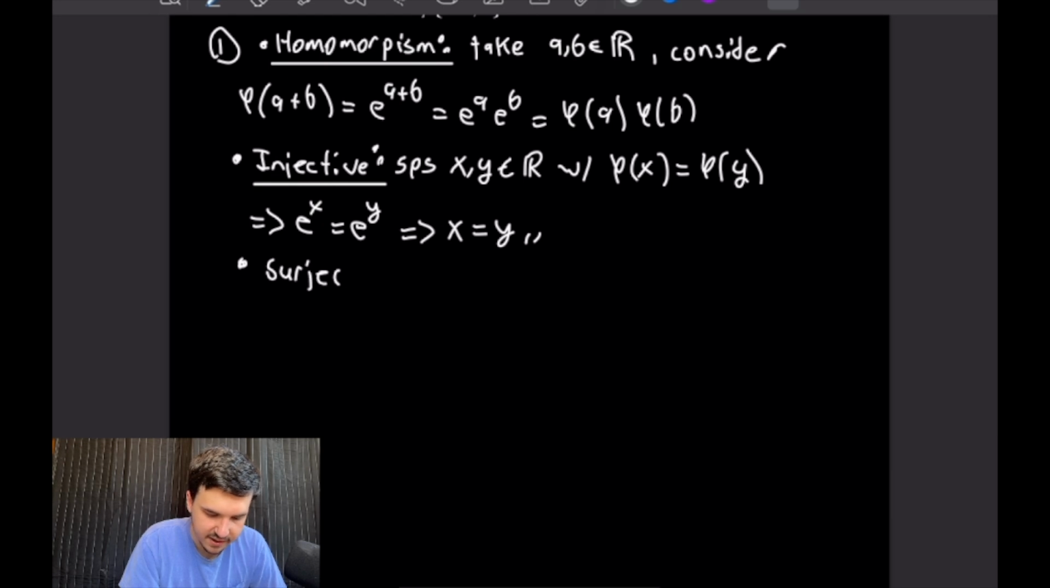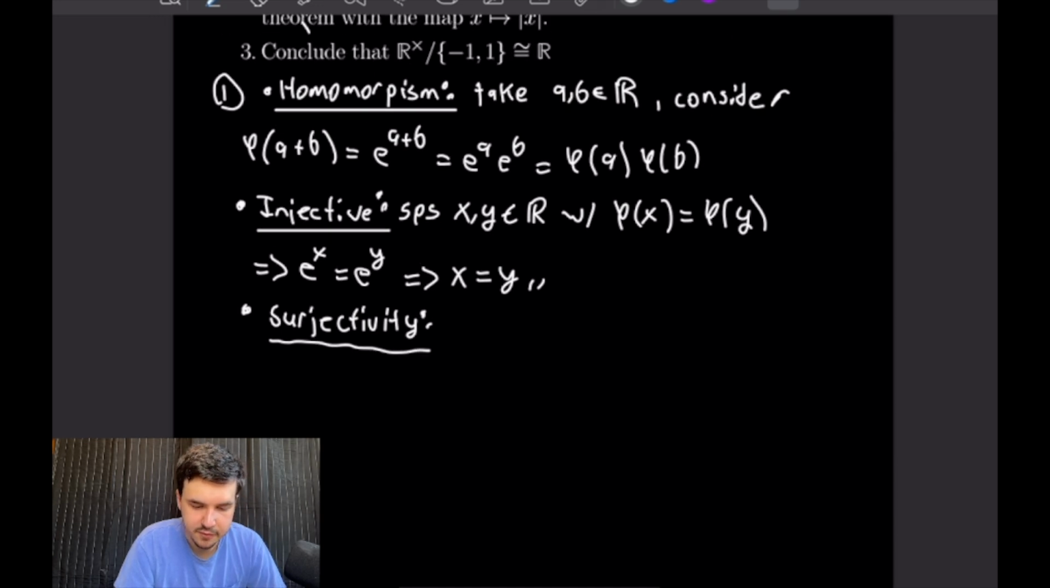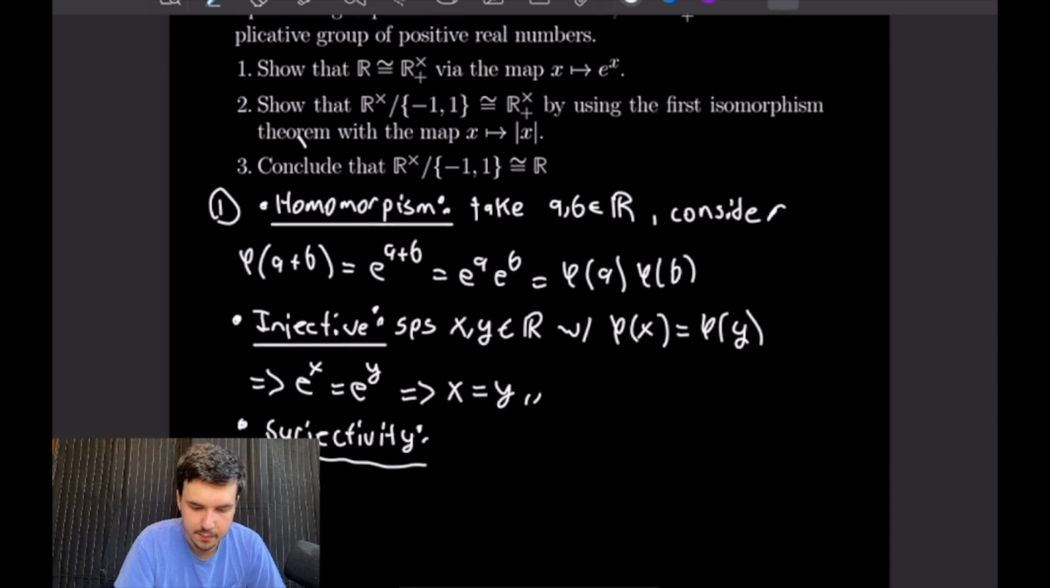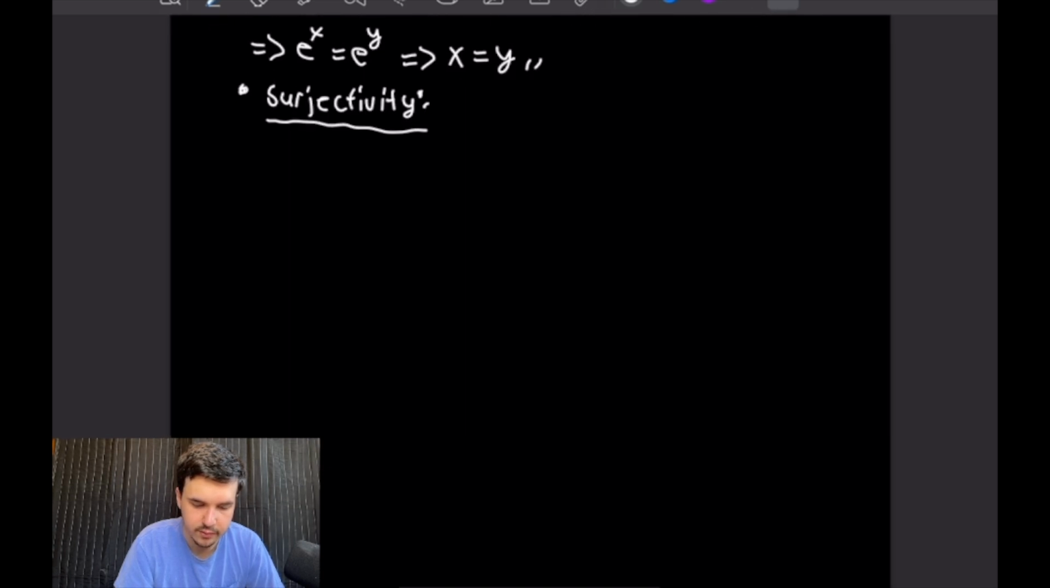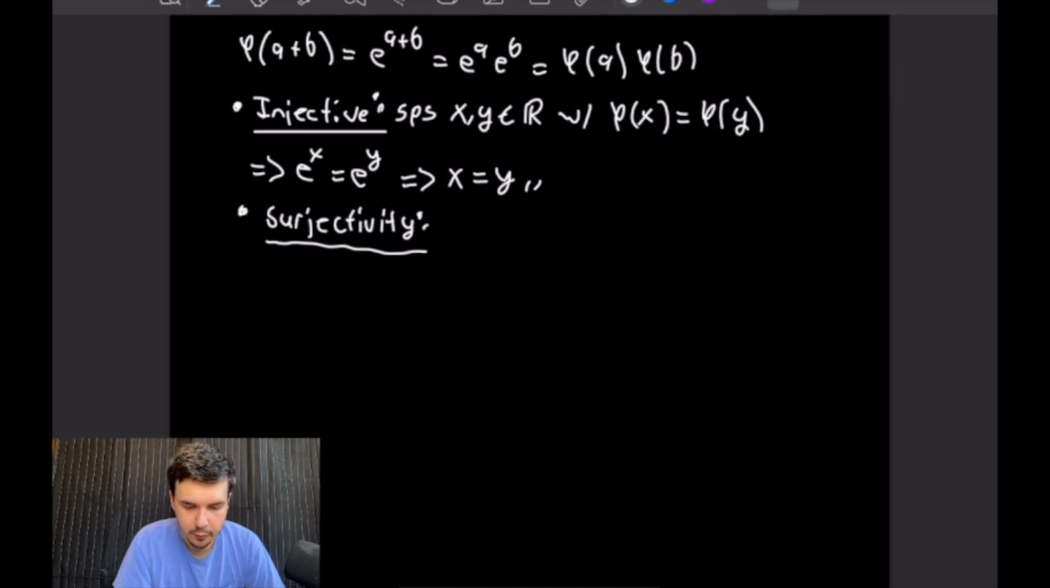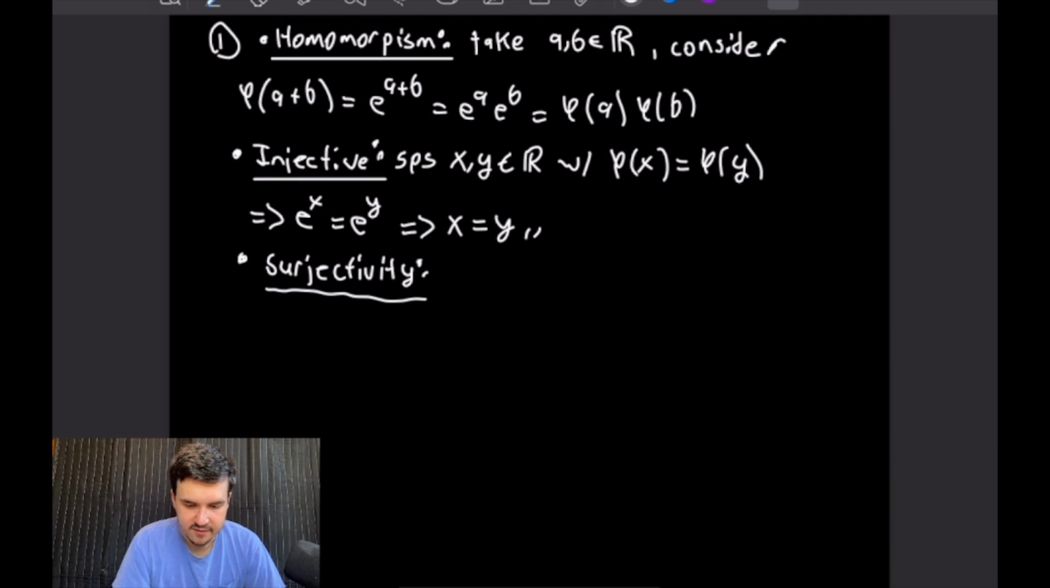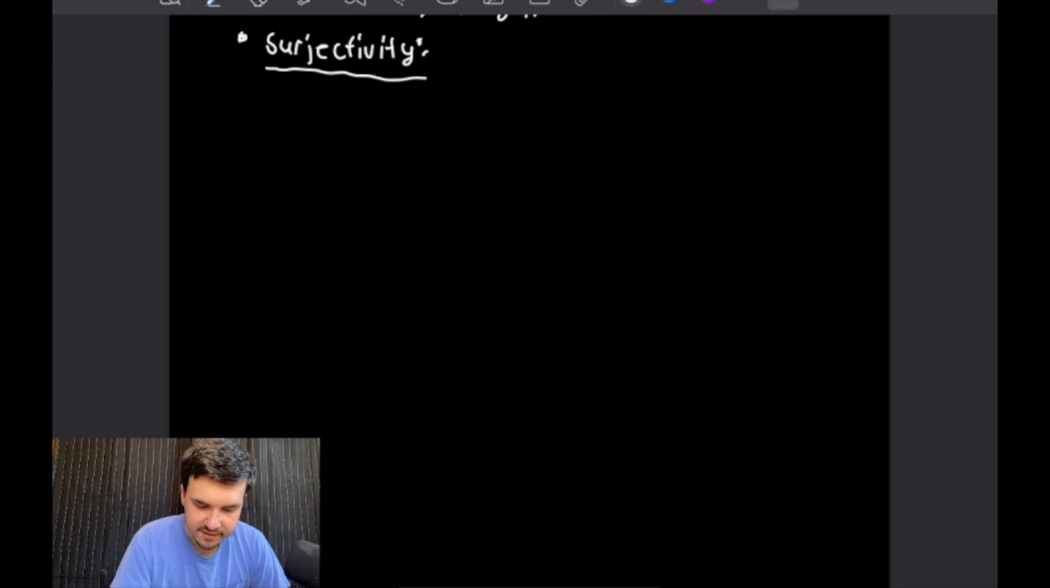We have surjectivity, and that is we want to show that we can map to every single element of our codomain here. And in this particular case, our codomain will be the multiplicative group of positive real numbers. So that is to say, we want to prove that we can choose some element from the reals and show that we can map to it.